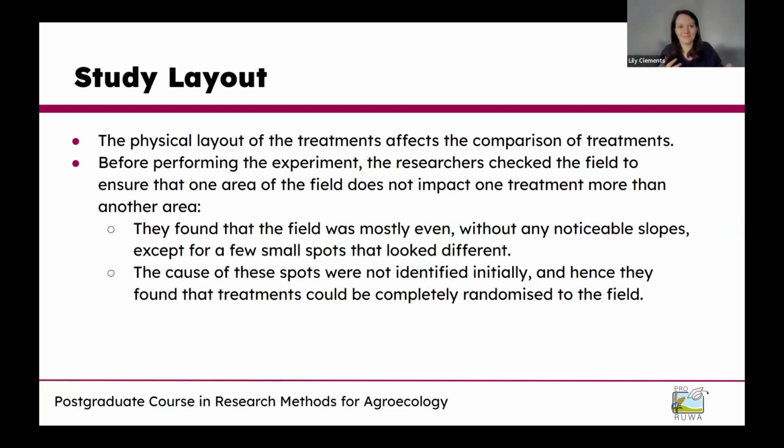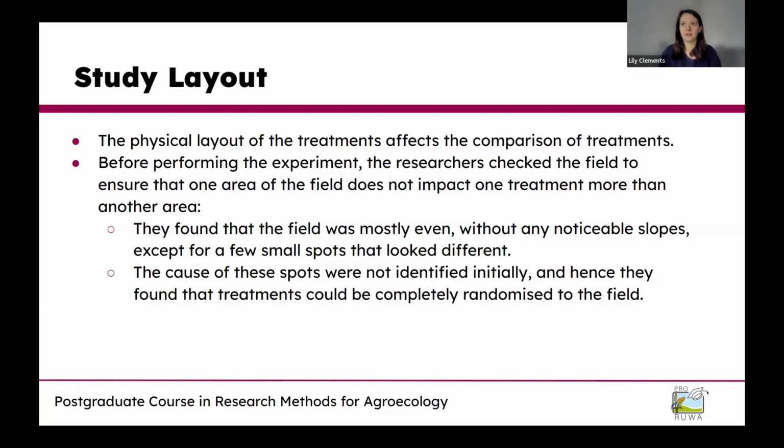Because you might say, okay, well, one treatment performs differently to another, but actually that's not because of treatment differences, that's to do with where they've been laid out. That's what we mean by the physical layout of the treatment affects this comparison. Before performing the experiment, as we said, the researchers check the field to ensure that one area of the field doesn't impact one treatment more than the other area.